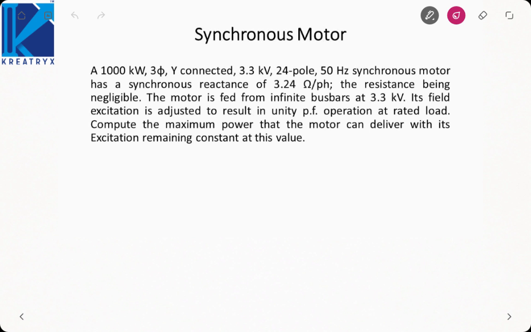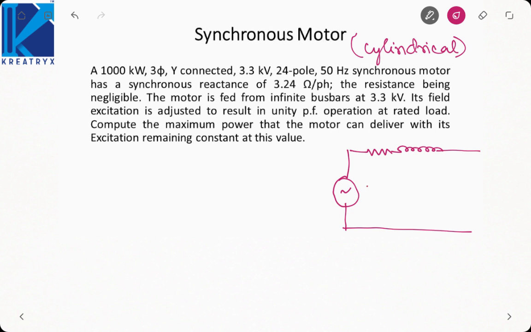The next category of problem is based on synchronous motor, which is cylindrical rotor. Till now we were discussing about only alternator. Okay. Now in synchronous motor, what does change? In synchronous motor, the equivalent circuit essentially remains same. Like this. This is EF, VT, but here IA is going inwards. So here EF is VT minus IA into ZS.